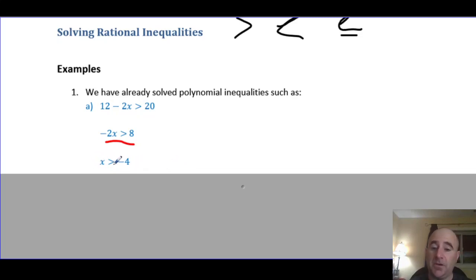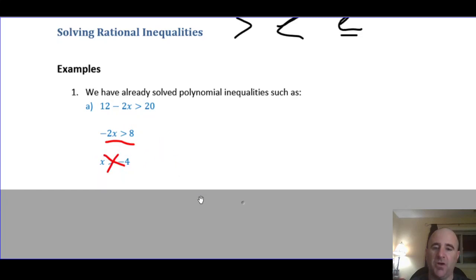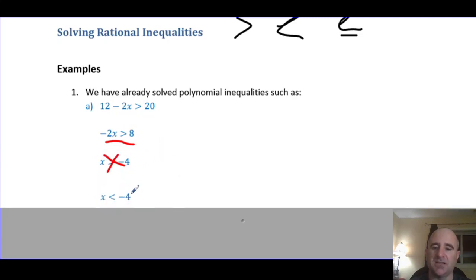So negative 3 might be an answer, but negative 2 times negative 3 is 6, and 6 is not greater than 8. So we actually have the exact opposite of all the answers we want. The real answer is x is less than negative 4. So a simple rule here is when you're solving an inequality like this, if you divide by a negative number, then you flip the inequality. So greater than becomes a less than, and vice versa.